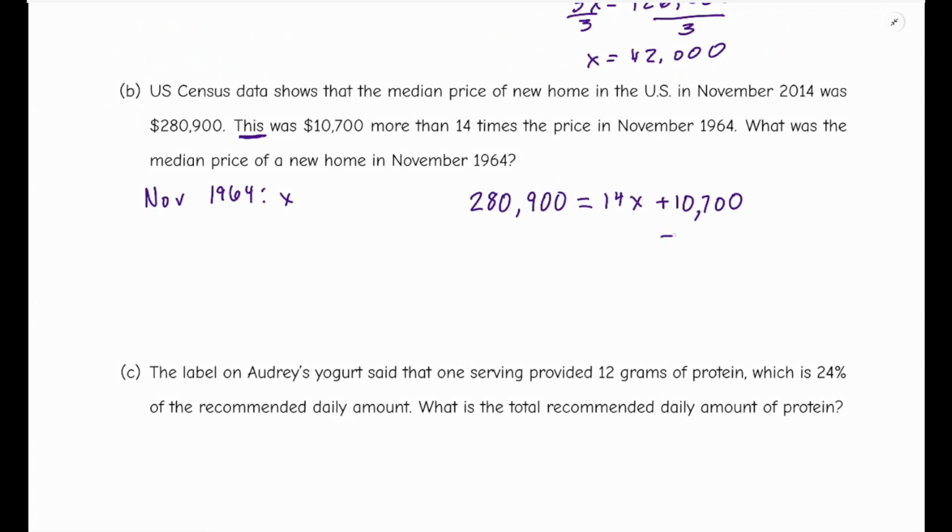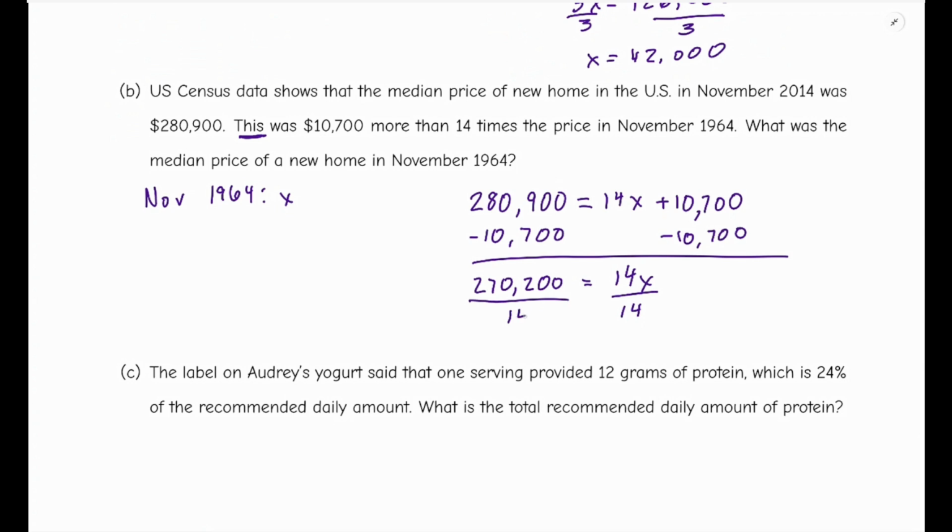Now we solve for x. Subtract 10,700 from both sides. Divide by 14. And we get x equals 19,300. So the median price of a home in November of 1964 was $19,300.